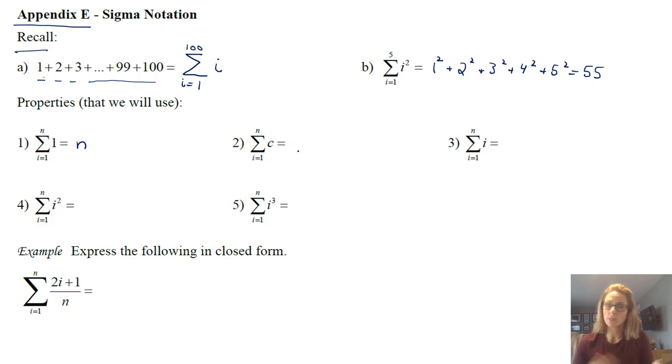Now for number 2, c is just a constant, but notice c is not i. So you could arguably see this as c times the sum from i equals 1 up to n of 1, and we already found that that was n, so c times n.